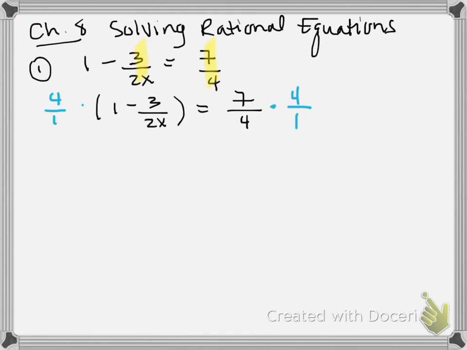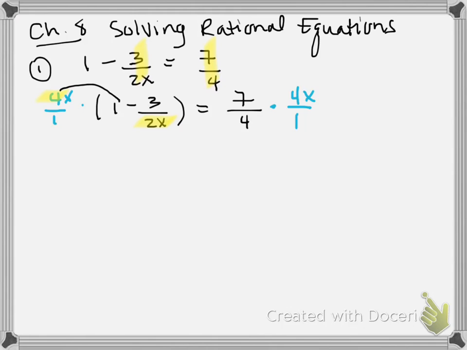On the left hand side though, I noticed that I'm going to eventually have 4 over 2x, and the 4 and the 2 will reduce to get rid of my denominator, but the x is still hanging out, so 4 is not quite enough. I actually need to multiply both sides of my equation by 4x. So let's distribute and see what happens here.